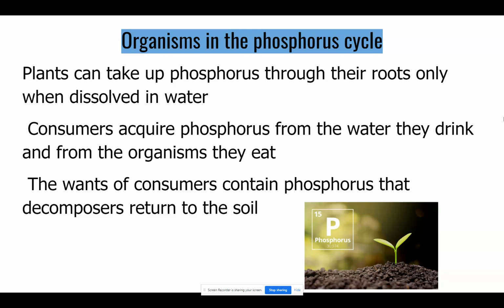our phosphorus in all of that can only enter the food chain through those plants, right? It's the only way we can get phosphorus in our diets is through what we eat. And through water we drink, if that water has phosphorus in it.